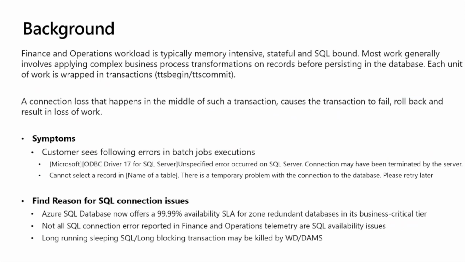Now, these processes, this unit of work, can be initiated from a browser session by a user clicking a button on a form, or it could be an OData or service endpoint call to FNO, or it may be a batch process triggering that unit of work or transaction. When you see a SQL transient connection loss in the browser after clicking a button, you get a message about connection loss, and you refresh the page, start the process again, and finish it. That's what happens with the UI processes.